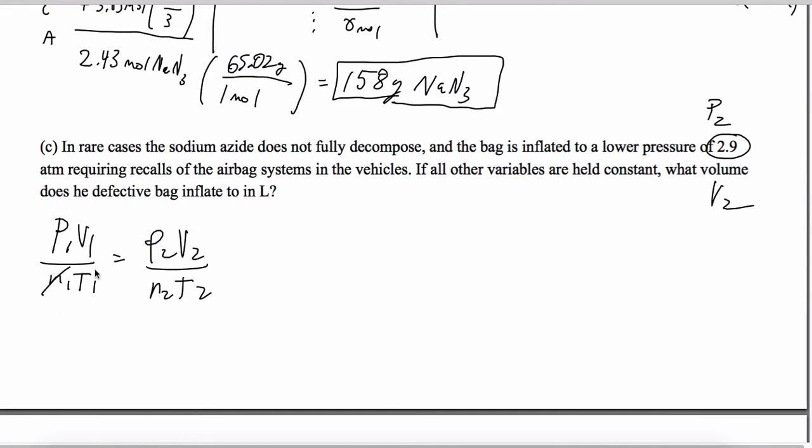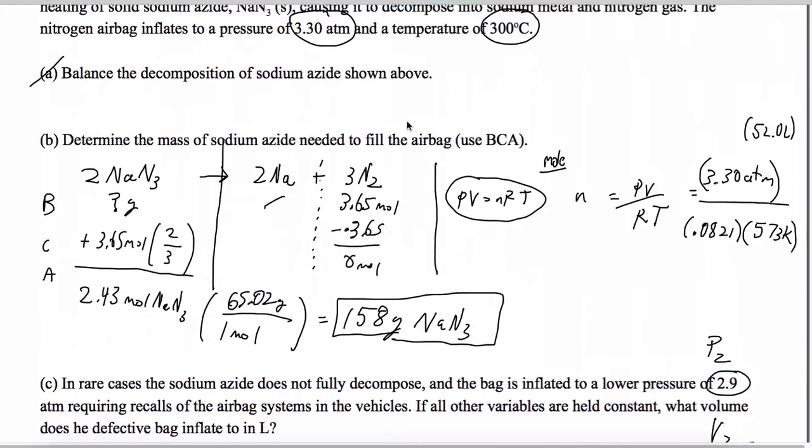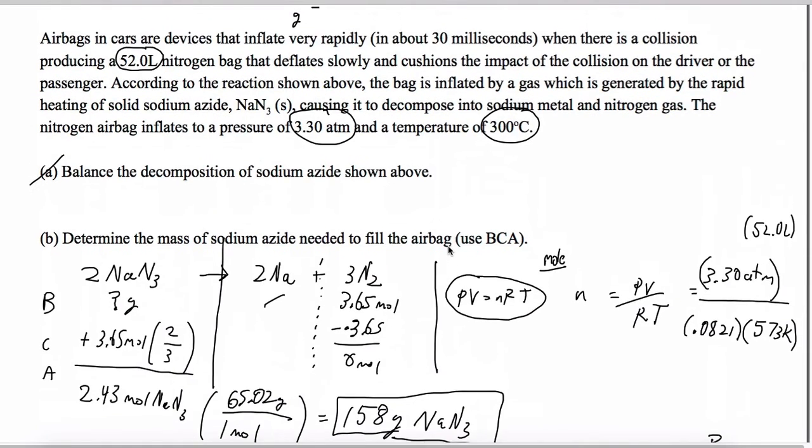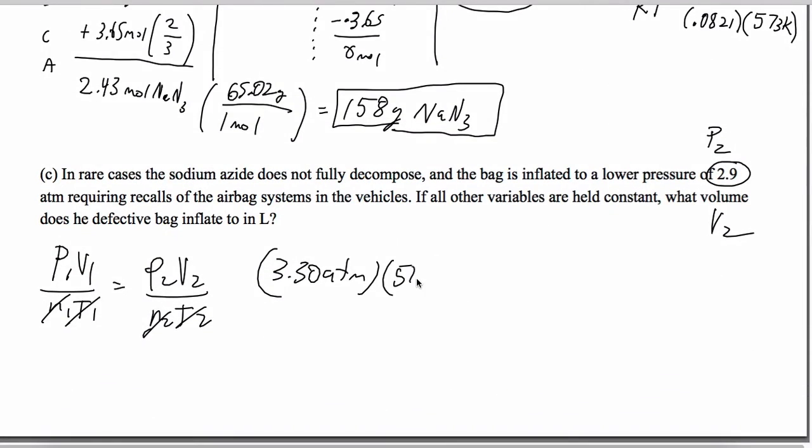Our moles are constant, our T is constant. So our first initial pressure, which was given, was 3.3 atmospheres. And we know the initial volume was 52 liters. Okay. If the pressure actually dropped because the azide did not fully decompose, what is our new volume?